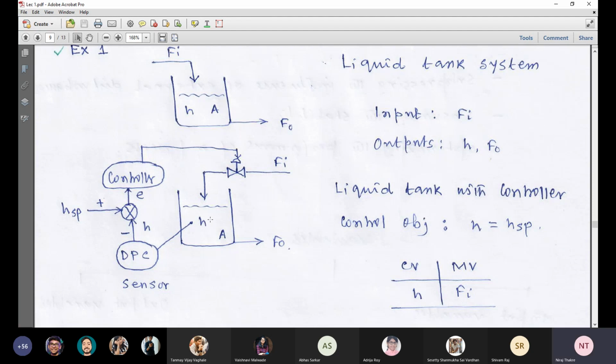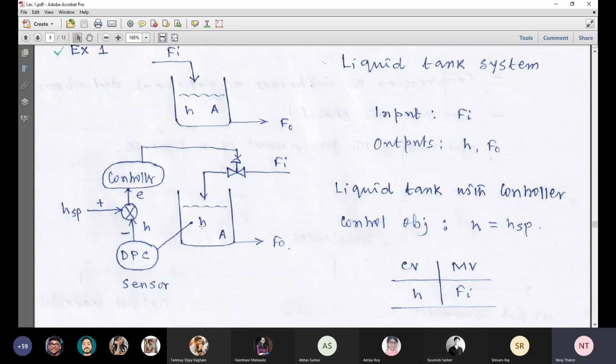I repeat the question. The liquid height we denote by small h, and that height we are measuring by one sensor. After measurement also I have written the liquid height with the same notation h. So what do you think? These two heights are identical or different? Different. Correct.